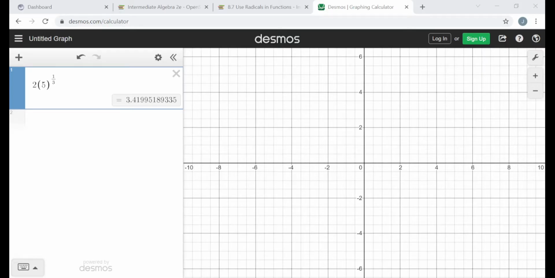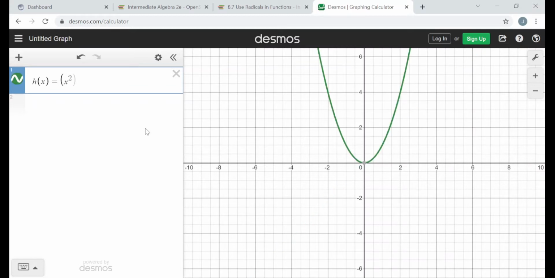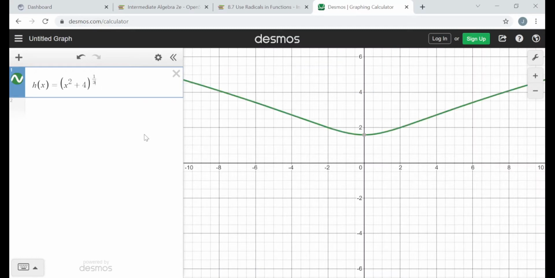Let me go back to the site here, and we'll enter our function. It was h of x equals, and instead of finding the cube root thing again, I'm going to put the radicand in. It was x squared plus 4, right, to the 1/3 power. There's your cube root of x squared plus 4. Kind of a weird looking function here.